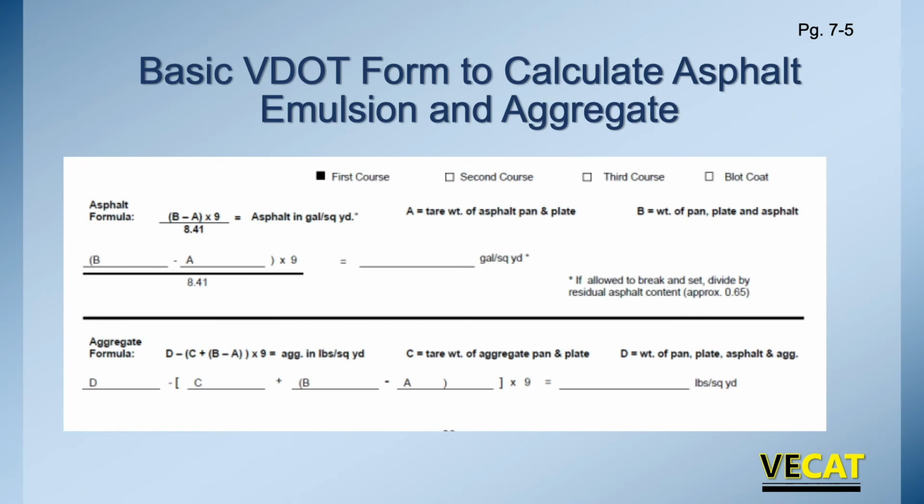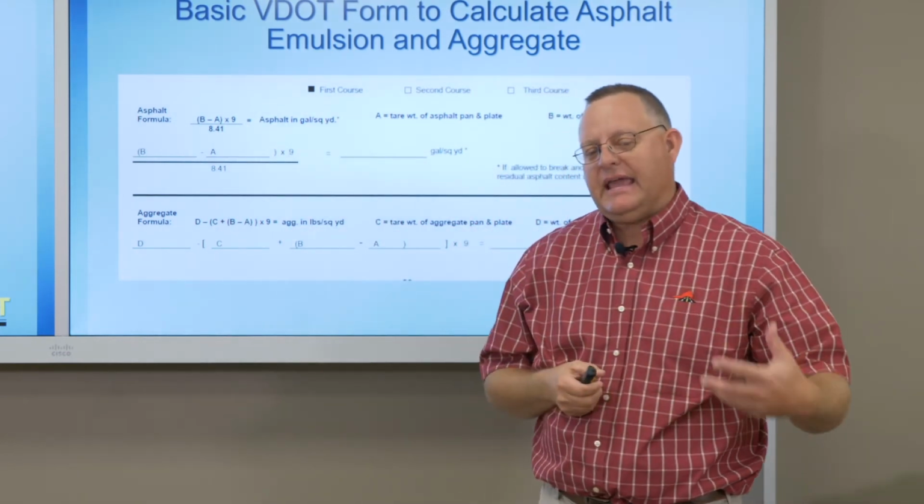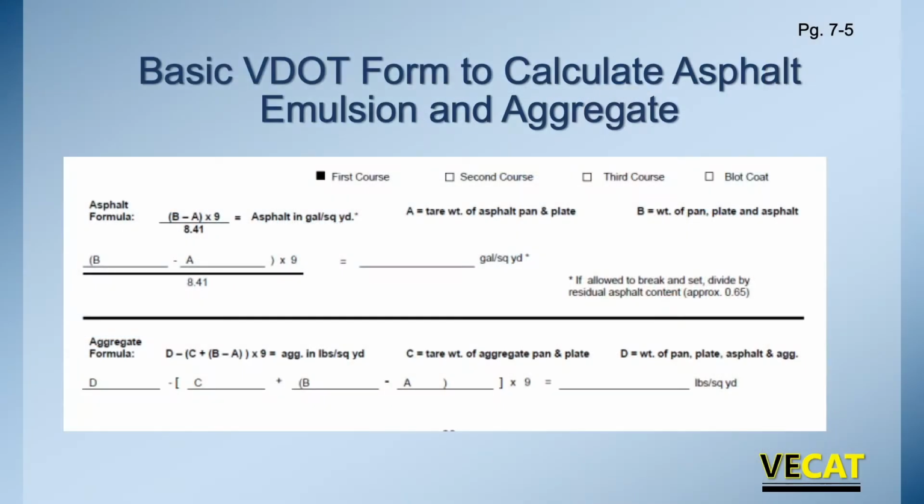VDOT developed this pretty nifty little form that allows us to quickly do some calculations. You can tell if it's the first, second, or third course, it's the block coat. But if we're looking at the asphalt emulsion, what we need to know is what's the weight of the plate or the weight of the pan before we apply asphalt, what is it after we apply the asphalt, and this 8.14 is a conversion. That's how many pounds are in a gallon of asphalt. So it's just a little bit higher than how many pounds are in a gallon of water. So this just converts us from pounds to gallons.